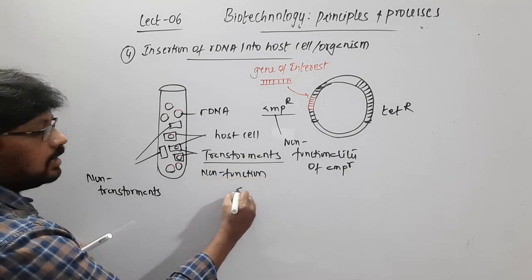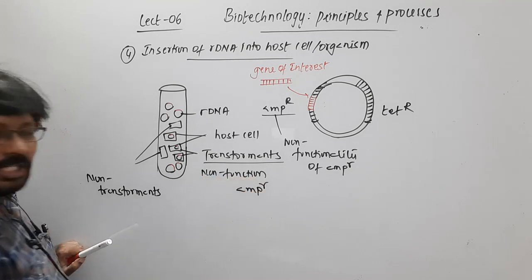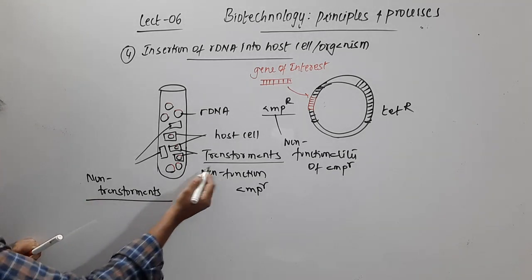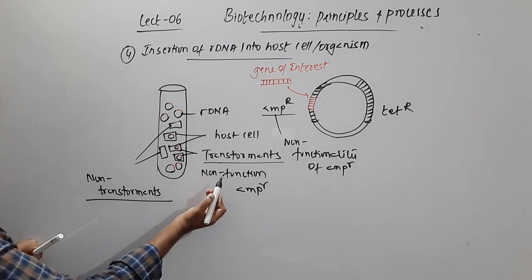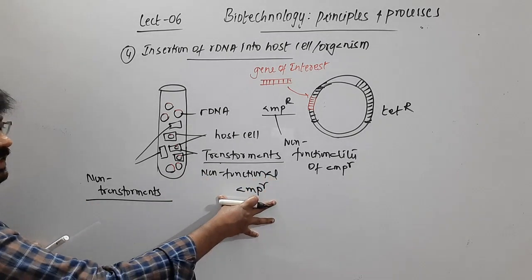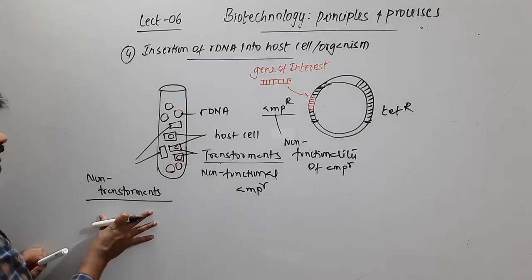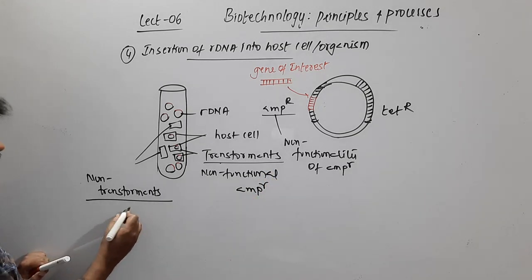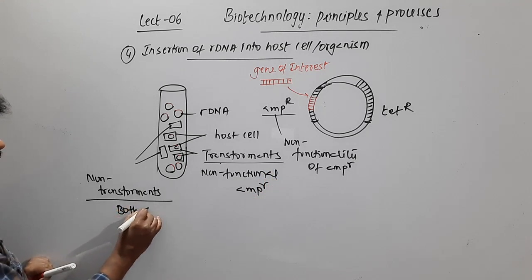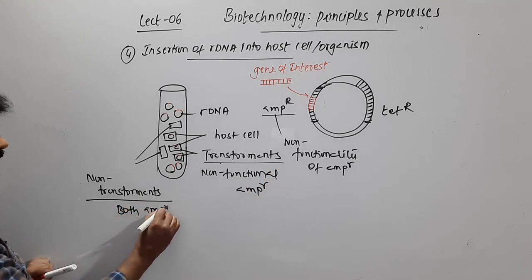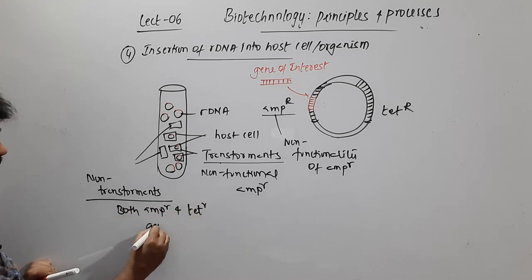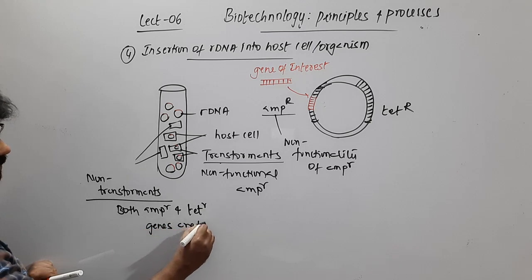So here all the transformants will be having a non-functional ampicillin resistant gene, whereas the non-transformants will be having both ampicillin resistance and tetracycline resistant genes functional.